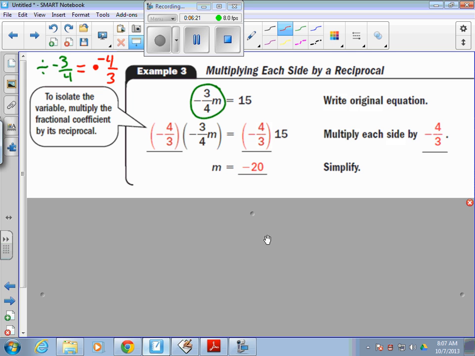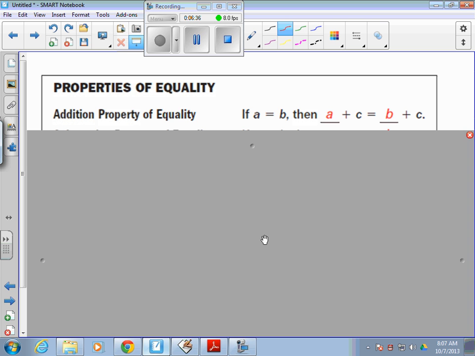You do the same thing to the right side. This is over 1. 4 times 15 gives you 60, and 3 times 1 is 3. When you divide negative 60 by 3, you get negative 20. So that's just multiplying by the reciprocal. Then here's your properties of equality.